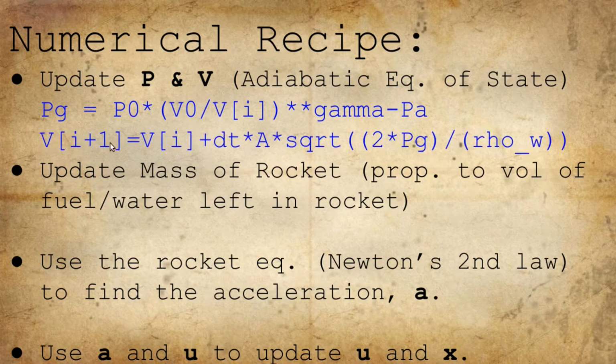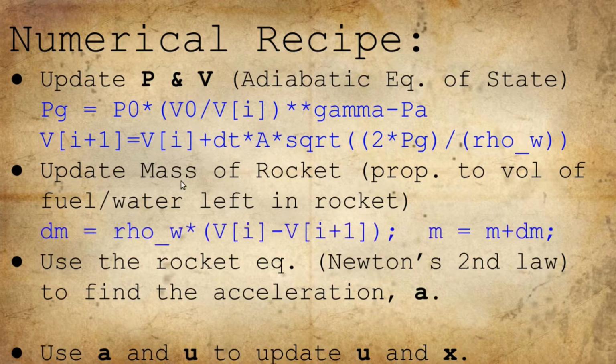The volume at the next time step is going to be what the volume used to be, plus dt times the area of the nozzle times the square root of that expression we talked about. Now we're going to update the mass next. dm is just the density of water times the change in volume, which we just calculated. And then the mass is going to be what the mass used to be, plus that dm, that change in m. And then finally, we'll use the rocket equation, which is just Newton's second law, to find the acceleration a.